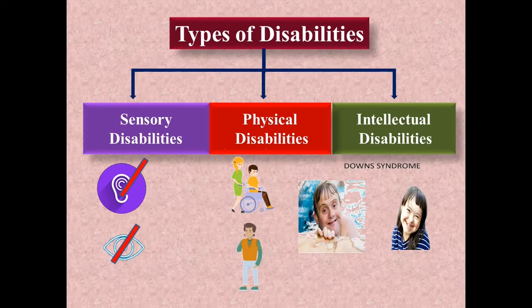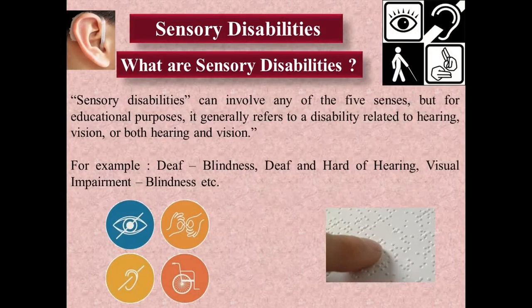In intellectual disabilities we will see in detail about mental retardation, autism and learning disabilities. Let's move towards the sensory disabilities. What are sensory disabilities? Sensory disabilities can involve any of the 5 senses, but for educational purposes it generally refers to a disability related to hearing, vision or both hearing and vision. For example, deaf, blindness, deaf and hard of hearing, visual impairment or blindness, etc.